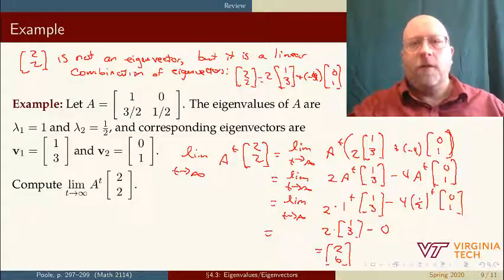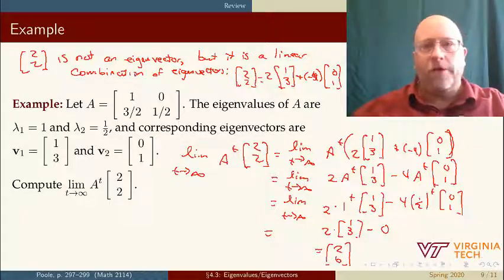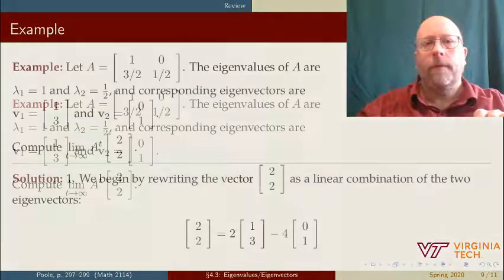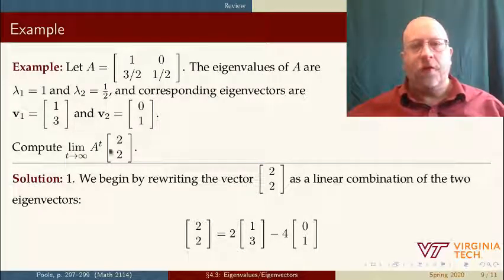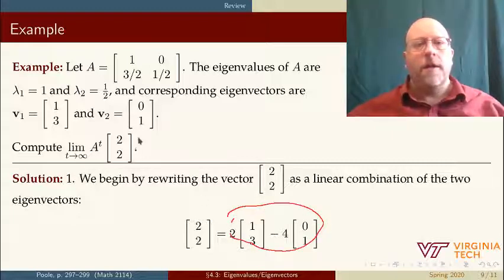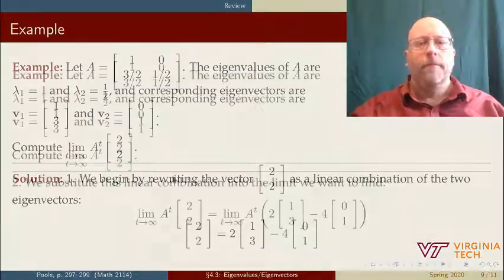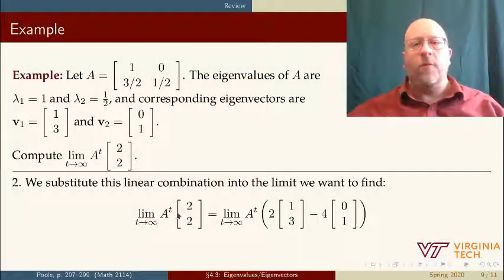On the next page, we're going to go through the same example. We're going to just go through it a little more slowly and walk through all of the steps. The first thing we did was we rewrote the vector 2, 2, which was not an eigenvector, as a linear combination of the two eigenvectors: 2 times 1, 3, and -4 times 0, 1. And then we substitute this linear combination into the limit we want to find. Instead of calculating A^t times 2, 2, we'll be calculating A^t times this linear combination.